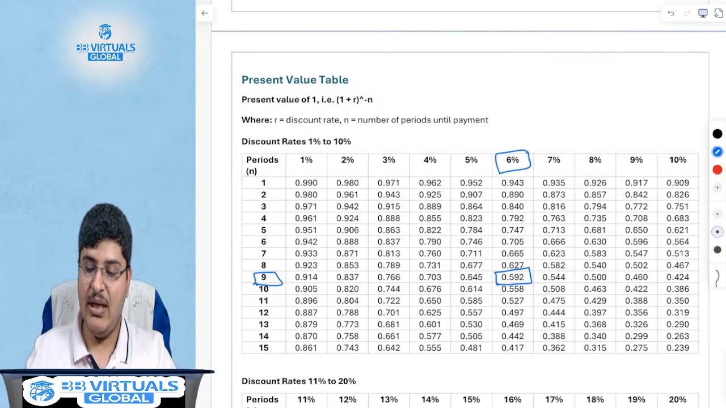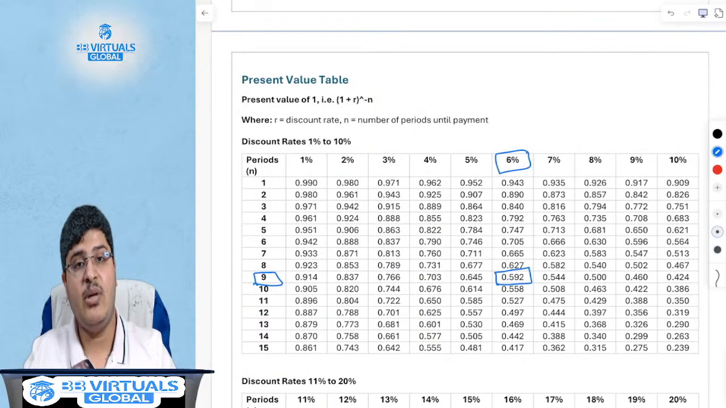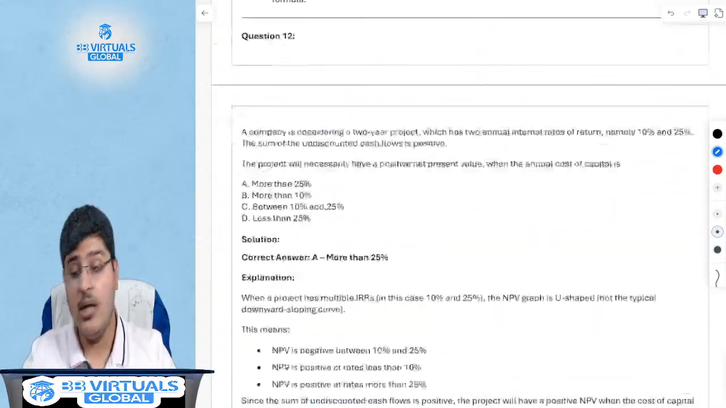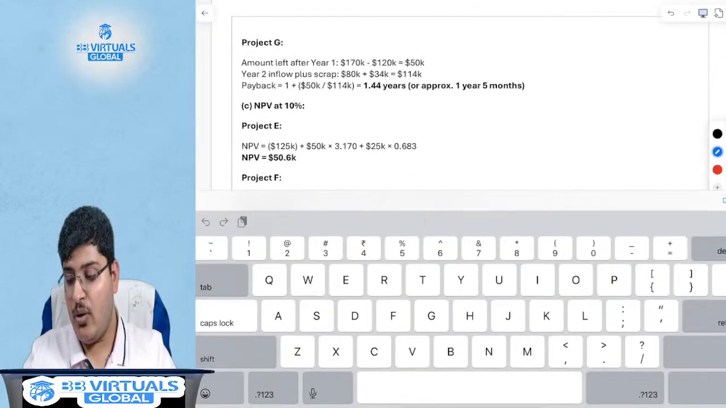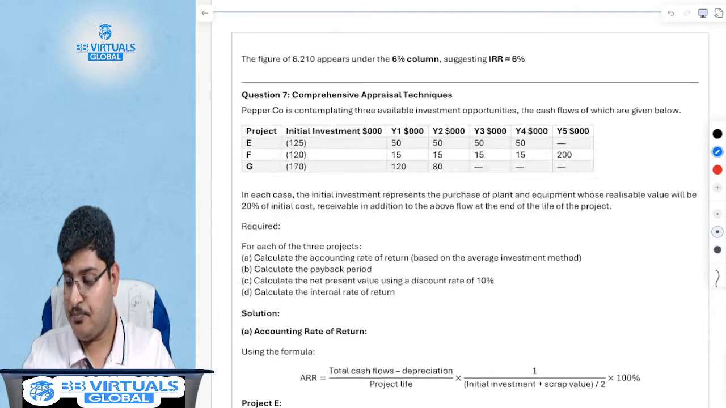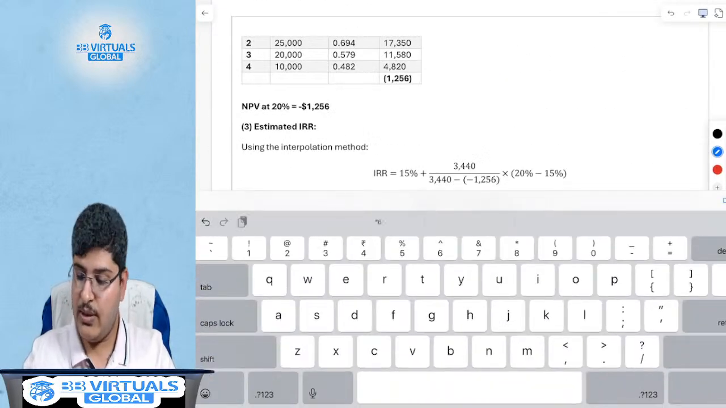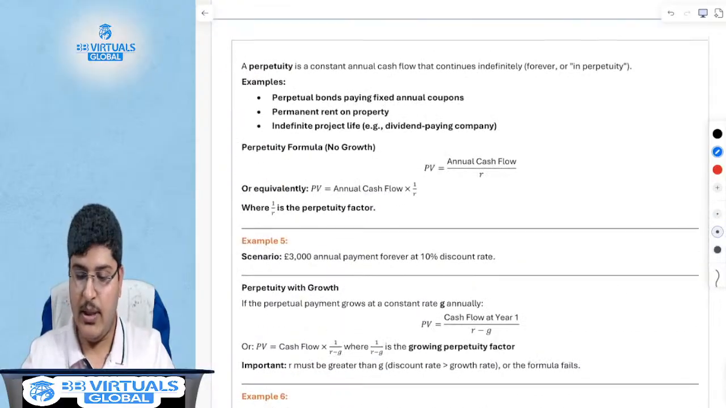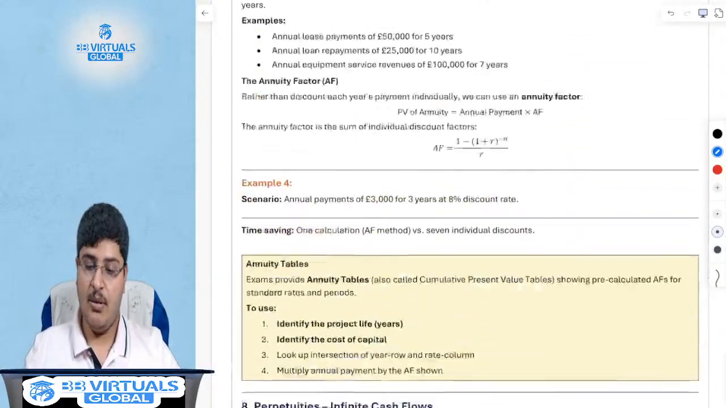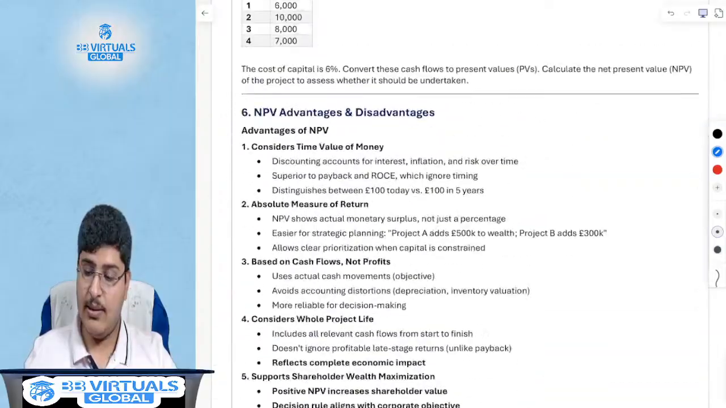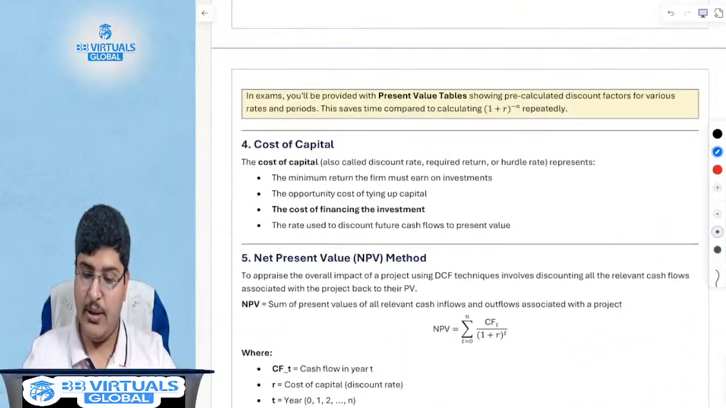So in the examination, you can also use the present value tables if you don't have to use the calculator. But it is very, very important to know how to use the calculator if it comes to it. However, if you were to use it, this is how you will end up using it. Coming back, this is how present values are calculated.